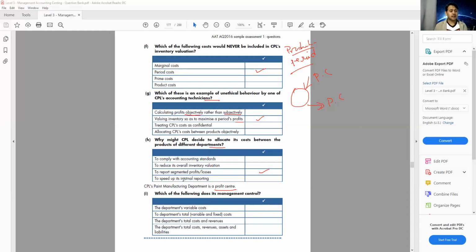If this is a cost center, you're only dealing with cost. If you are a profit center, you're dealing with cost and revenue. If it's an investment center, then you're dealing with cost, revenue, and investment. So for the profit center, we're dealing with cost plus revenue. Cost and revenue, so this is the one. We're dealing with both cost and revenue. All right, so this is the theoretical part. You can see this question is a theory question.